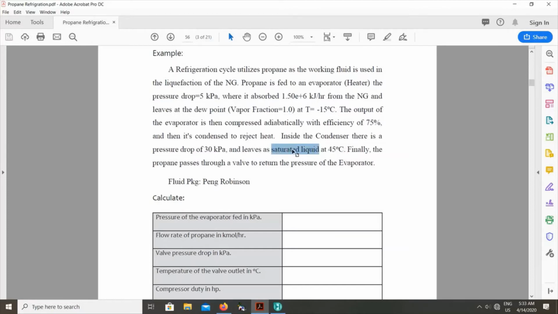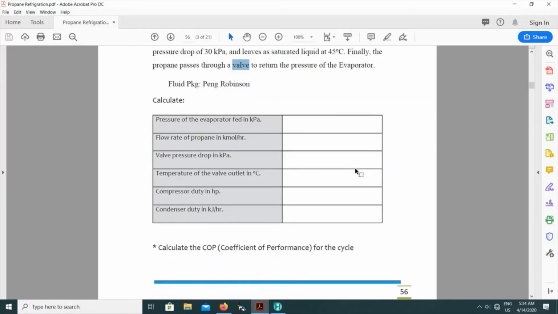And then for liquid, you need to put 0 for the stream phase information, and the temperature is 45 degrees Celsius. What you need to calculate in all of this process is, finally, the propane passes through a valve, so we need to install a valve after this stream. We don't have any information for the valve, we just need to connect the valve back to the evaporator or the heater.